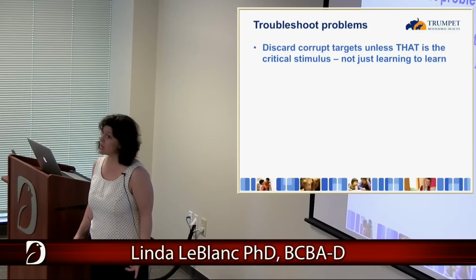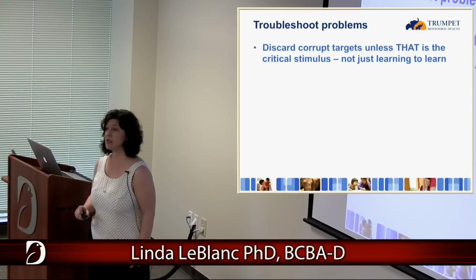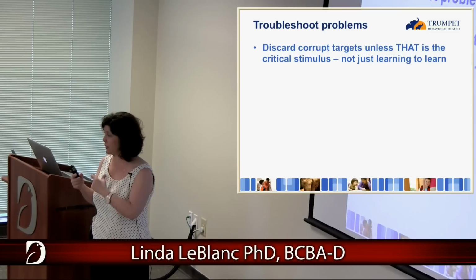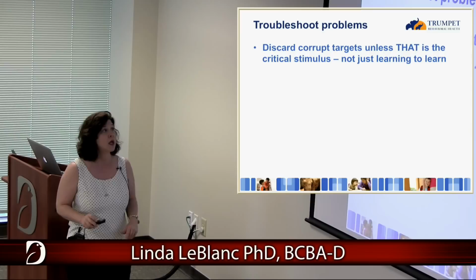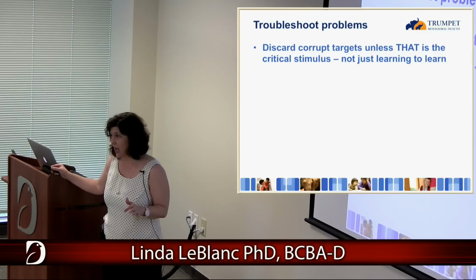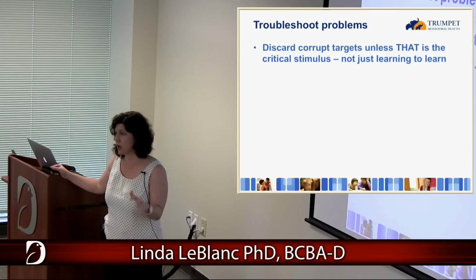Do more with less, but let's say you get to, like with some of the learners in the studies, where there are targets that somehow got corrupted. Maybe they were the comparison when something else was taught, and so the child responds away from it. You just cannot get them to pick the fox or whatever it is you're teaching. If that's the case, plenty of kids live their life without being able to pick out a fox in a lineup, so get rid of the fox. Discard corrupt targets. Don't waste your precious time undoing stuff that isn't critical.